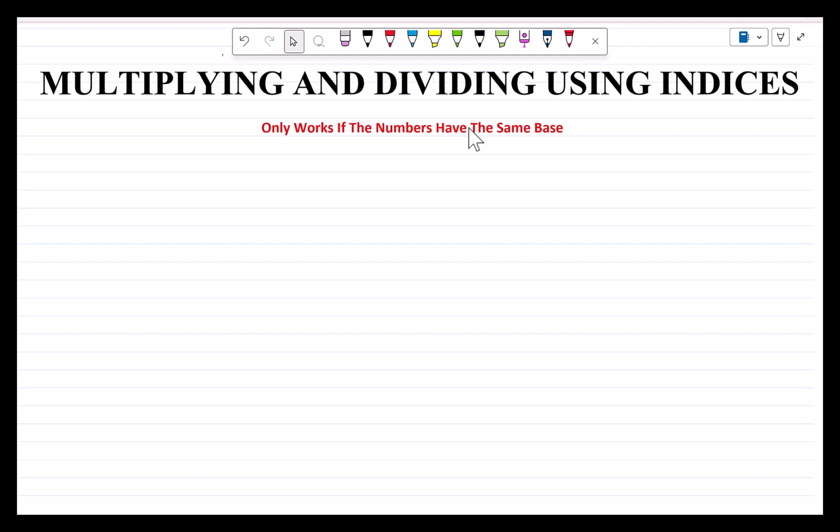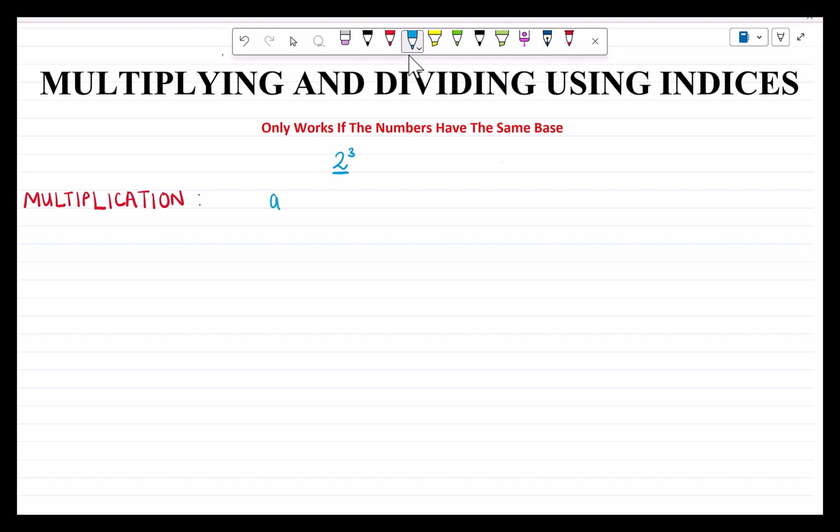Welcome to 365 Math. In this video, I'm going to look at multiplying and dividing using indices. This only works if the numbers have the same base. Remember, if we have a number such as 2 to the power of 3, this 2 right here is the base. So whenever you're multiplying or dividing, the base has to be the same. And we are going to look at multiplication first.